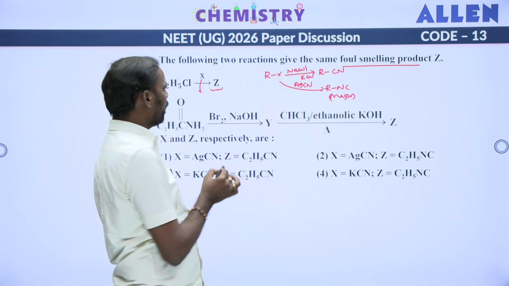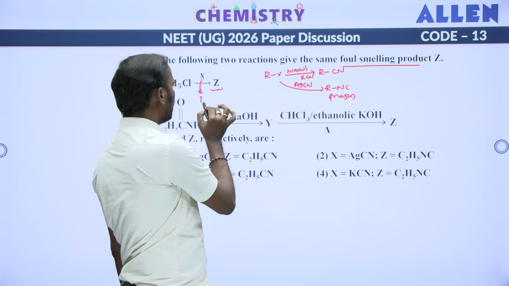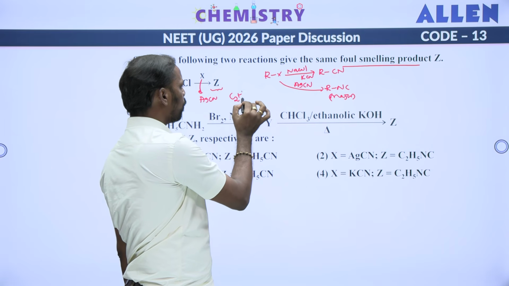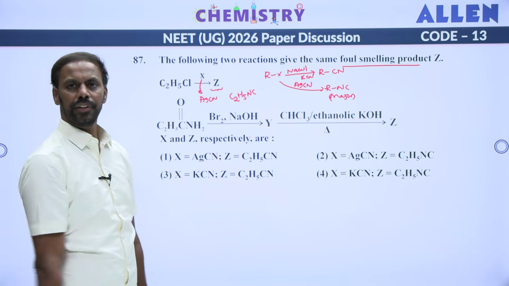So they are asking here, ethyl alcohol to which you are getting foul smelling product. So definitely X should be AgCN, and Z is C2H5NC. Clear?